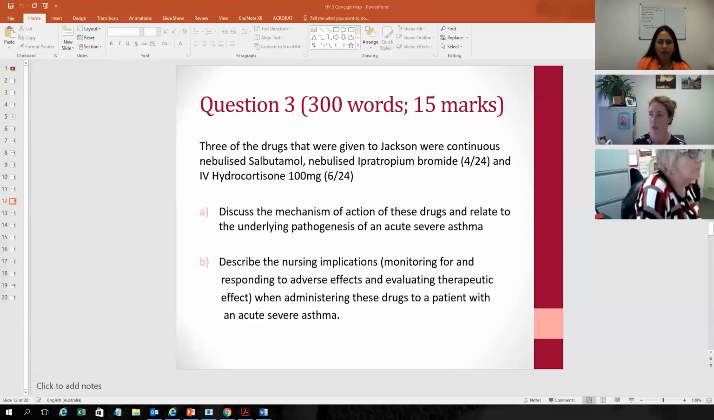So 300 words for the question. I'm just going to bring the learning guide up so that I don't say the wrong thing. Question 3, the drugs, 300 words altogether. So the 3 drugs that were given to Jackson were nebulized salbutamol, so 2 nebs and hydrocortisone. So you've got 3 drugs, and however you split that up is up to you. There's no right or wrong answer, as long as you can answer the question within the 300 word limit.